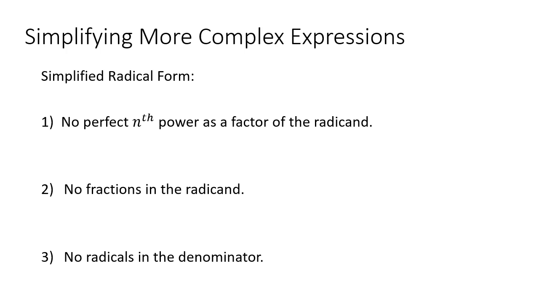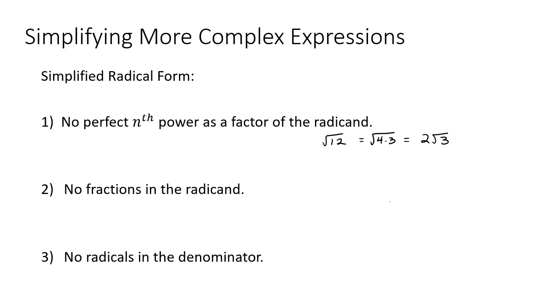The first is that there is no perfect nth power as a factor of the radicand for an nth root, meaning there's nothing you can pull outside of the square root. So the example we looked at earlier of square root of 12 is not considered simplified radical form because there was a perfect square that we could pull out. If that's square root of 4 times 3, 2 square roots of 3 would be the simplified radical form for that expression.